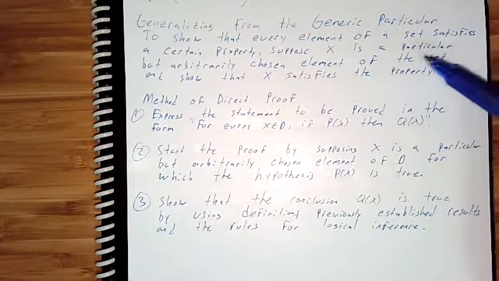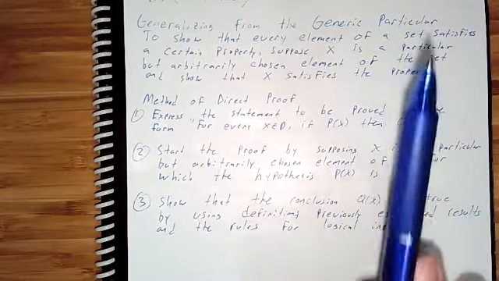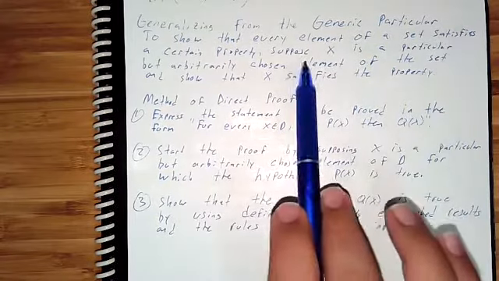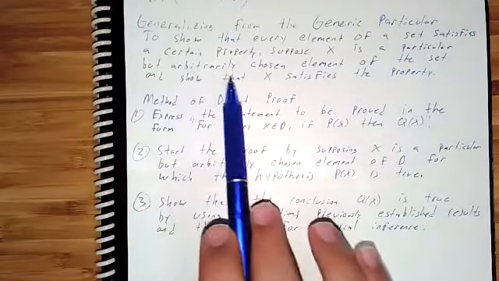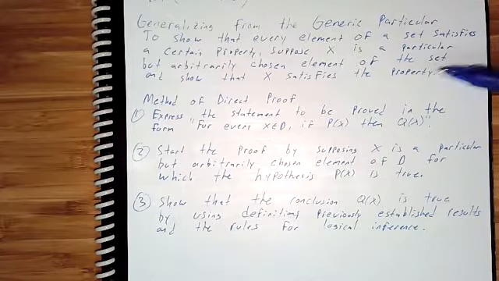So suppose X is a particular but arbitrarily chosen element of the set, and then we will show that it satisfies the property. So basically we let X be something, any X, and we show that it works for all those X's. If we leave it general or arbitrary, then we can start doing the proof.